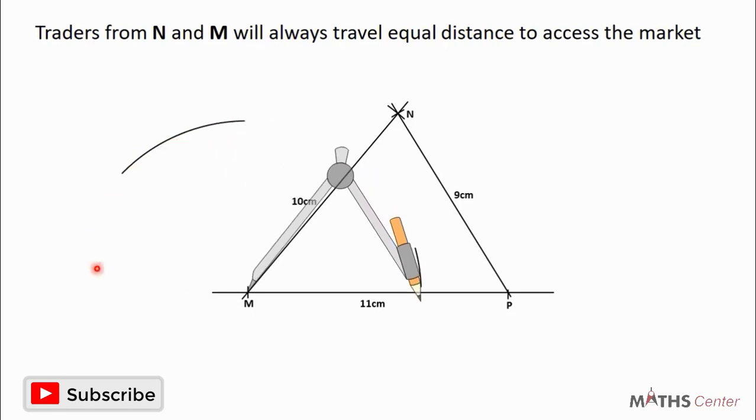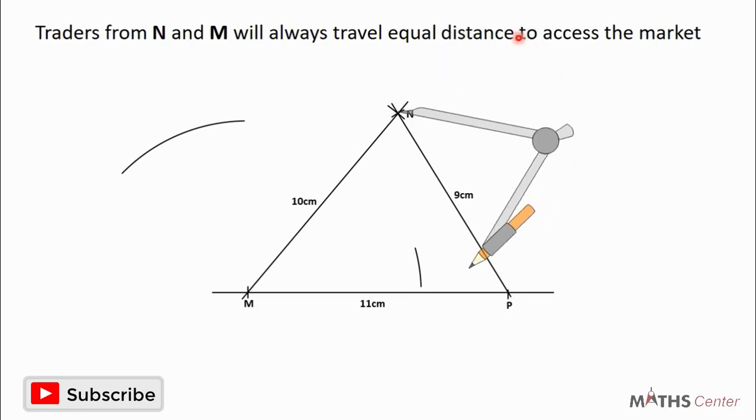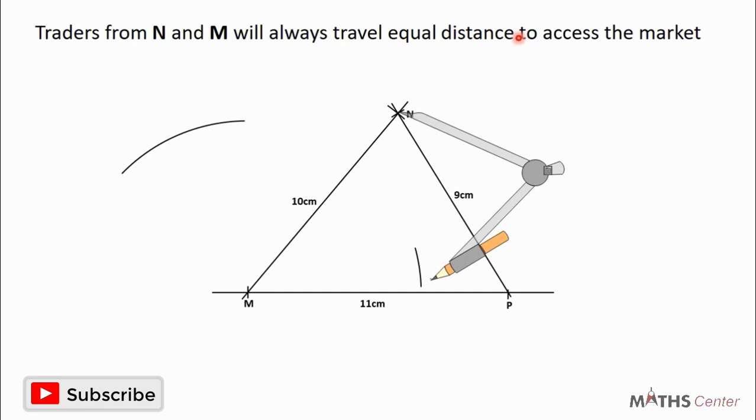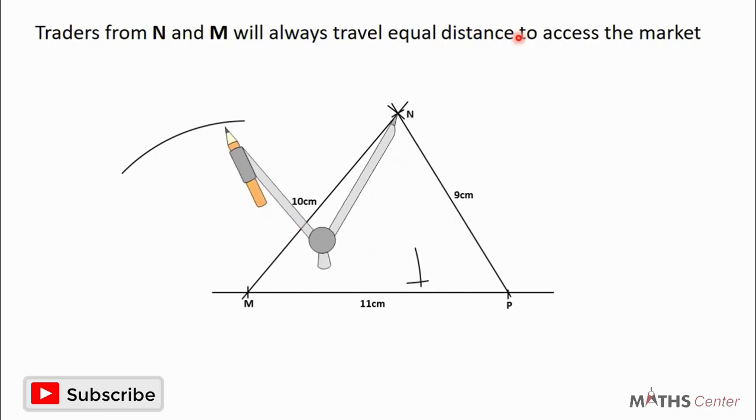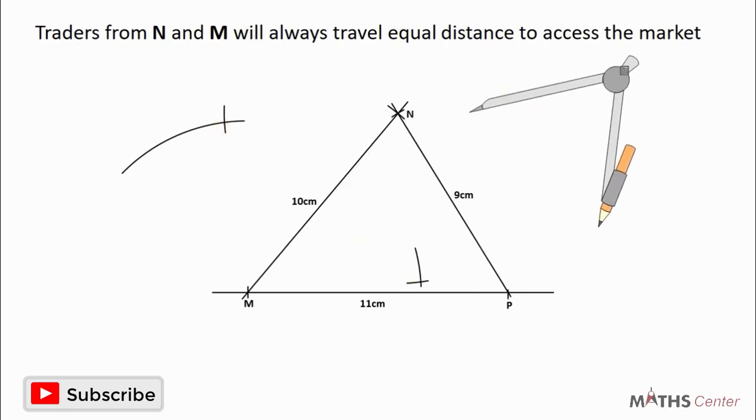After doing this, I'll move the needle of the compass to point N. Then with the same radius, I will turn it and construct an arc to intersect the first arc that I constructed. Then I'll move it to this side also and construct another arc to intersect the first arc that I've constructed. I'm going to clean this side of the arc. Then when I come here, I'll clean this side also. We can see that the two arcs intersect at this point and this point.